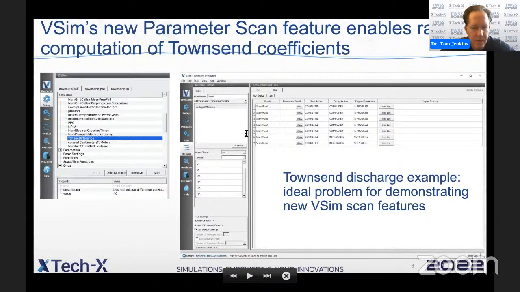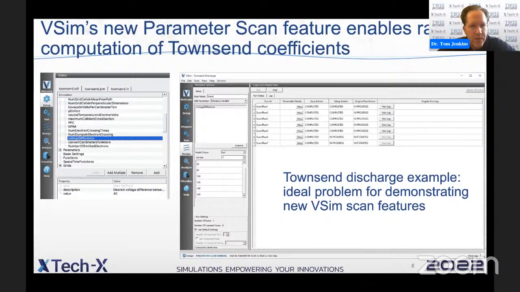And with one single click, VSim will set up those different runs in a subdirectory. It will do all the pre-processing, which is dictated in these columns, and then it will run, sequentially or in parallel depending on your system, all of the simulations that you've asked it to in the scan. You can choose that down here.